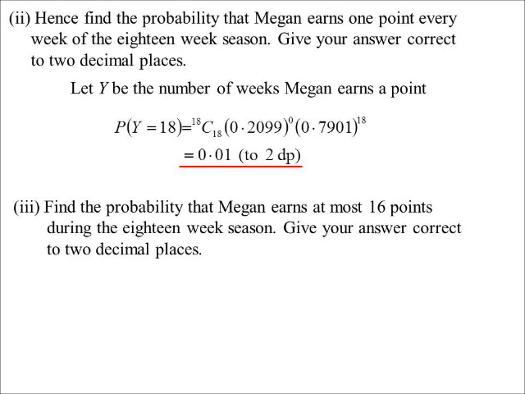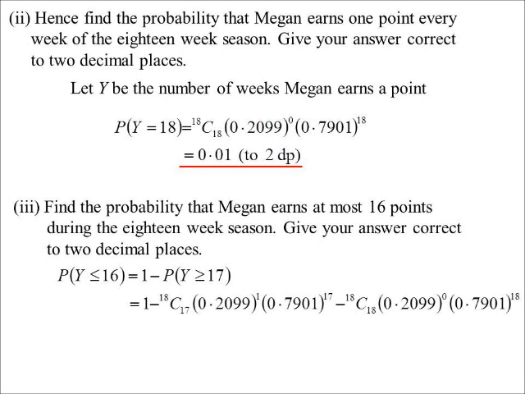Now, probability that she earns at most 16 points. So now we're saying Y is less than or equal to 16, because at most 16 points. Well, I'm going to use complementary events there, because rather than work out 0, 1, 2, 3, 4, 5, 6, it's going to be a lot easier just to work out 17 or 18. Well, we've already worked out 18. So I only have to work out 17 for this question.